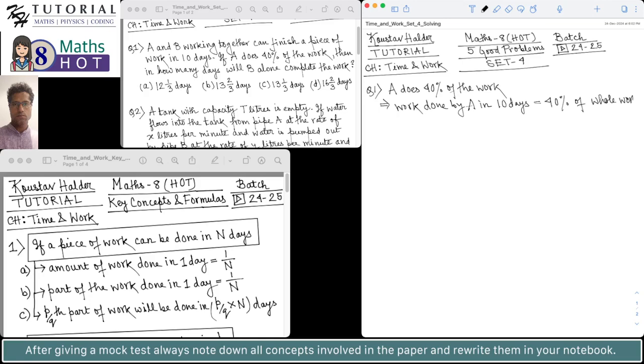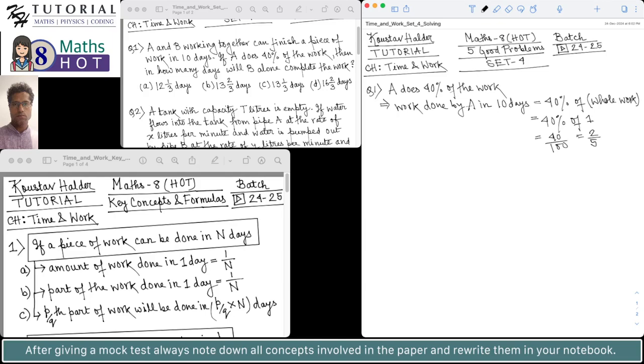Now I am really having some problem with this writing because the machine is working very slow. I hope I will be able to write it properly so that you can read it. So 40% of the whole work. Now 40% of the whole work is always considered the value of 1. So this is 40% of 1. So basically this is 40 by 100, which is equal to 2 by 5. So the total work done by A is 2 by 5.